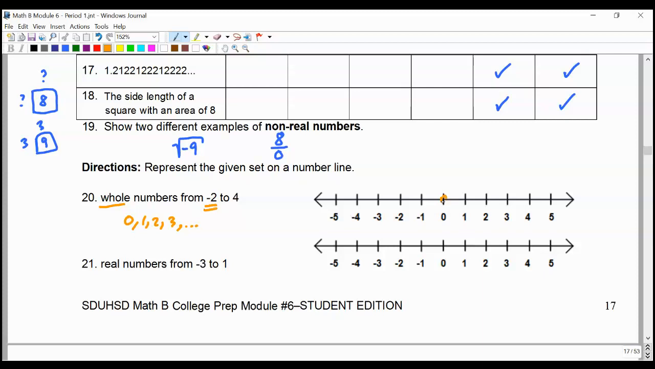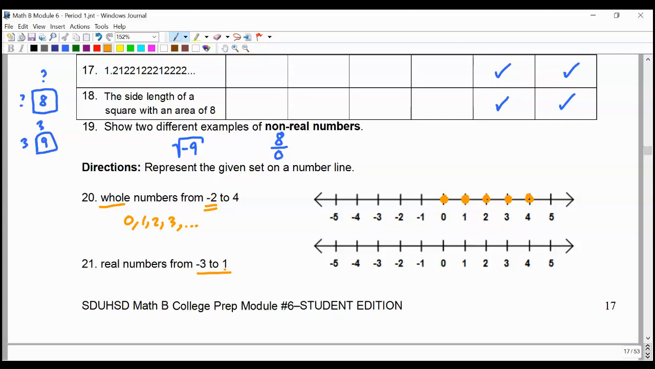So it's going to start here. That's an answer. This is an answer. This is an answer all the way up to 4. And the other thing we should think about is, should we fill in the stuff in between? Decimals and fractions. Whole numbers are not decimals and fractions, so we're only going to include these.